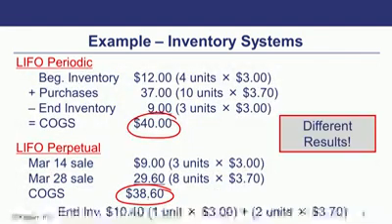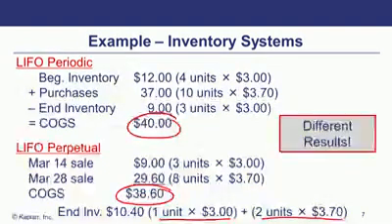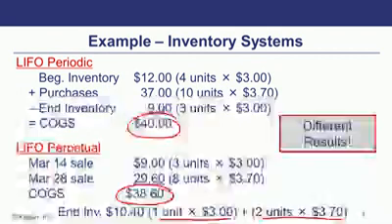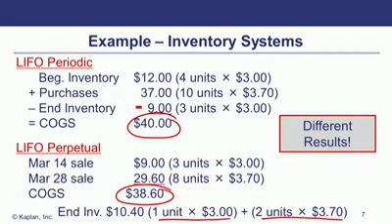Under LIFO, we've got 1 unit of the beginning inventory remaining. There it is. And of course, we must have 2 units of the purchases that were made on the 25th of March. So 2 units at $3.70, giving us an ending inventory of $10.40. So notice the periodic method gave us $9, and the perpetual system gave us $10.40. So we are picking up differences between the periodic and perpetual when we look at LIFO. And again, of course, you'd see differences under AVCO as well.